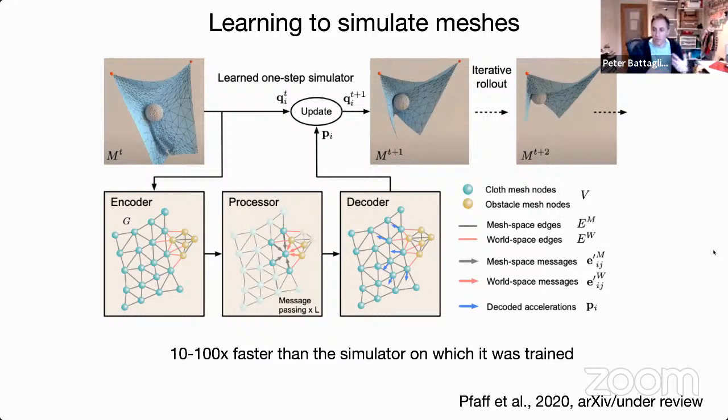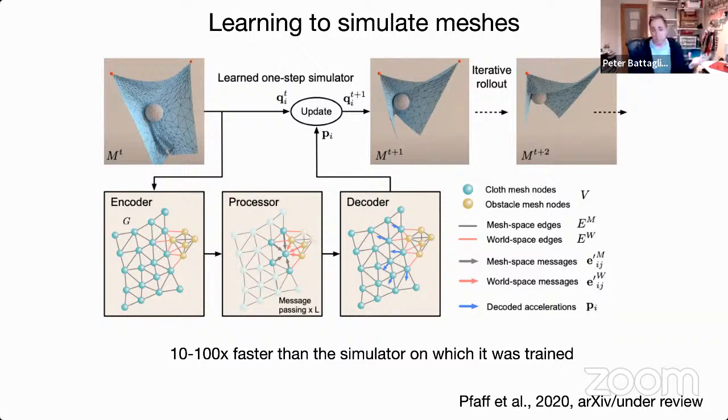And we have two different functions, one used to compute each of these types of edges: mesh space edges and world space edges. So really all we've done is take the previous thing with the particles, take a second one of those and layer it in parallel, where now it's predicting the mesh space edges and you've got the particle one as well. And then those predictions are concatenated together and used to inform each other at every step.